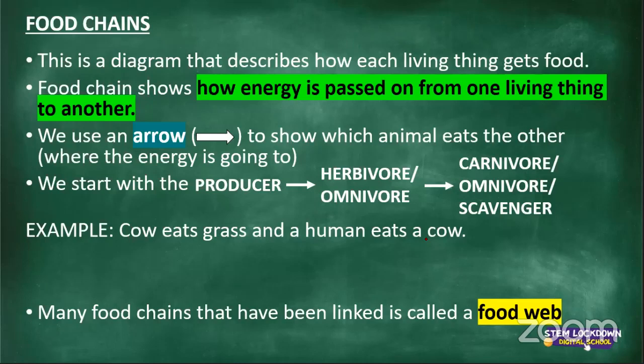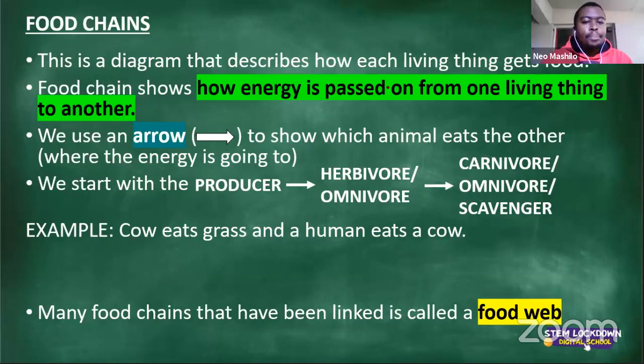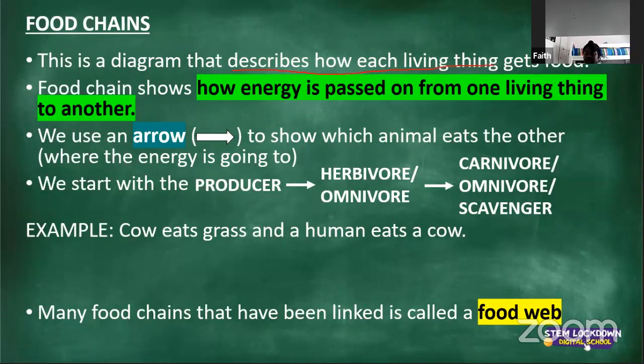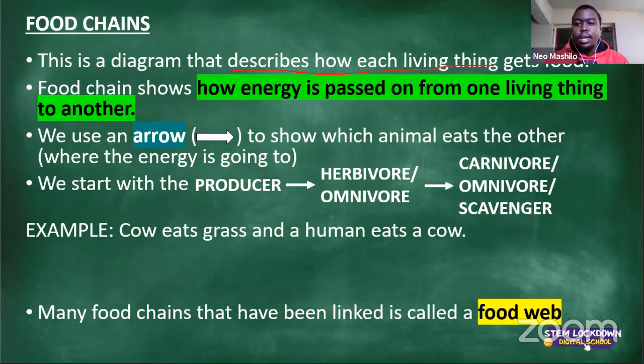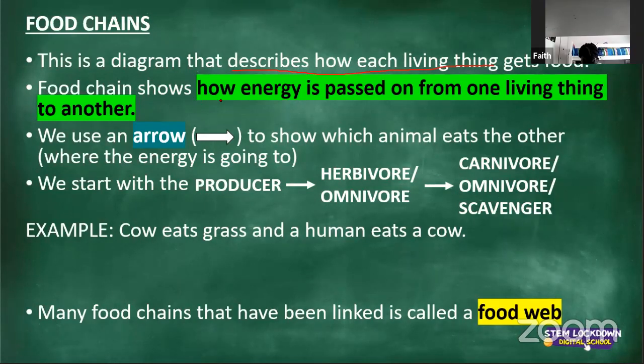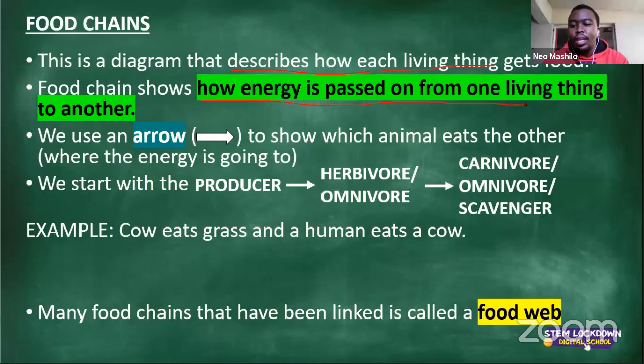Okay, so a food chain. Remember we said animals eat, and they don't just eat. There's a way that we can use to see how these animals get to eat, and we call it a food chain. A food chain is a diagram that describes how each living thing gets its food or nutrients. This shows how the energy is passed on from one living thing to another. That's how a food chain works.